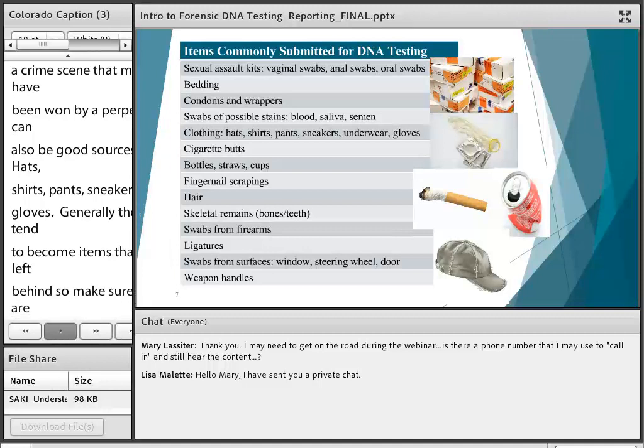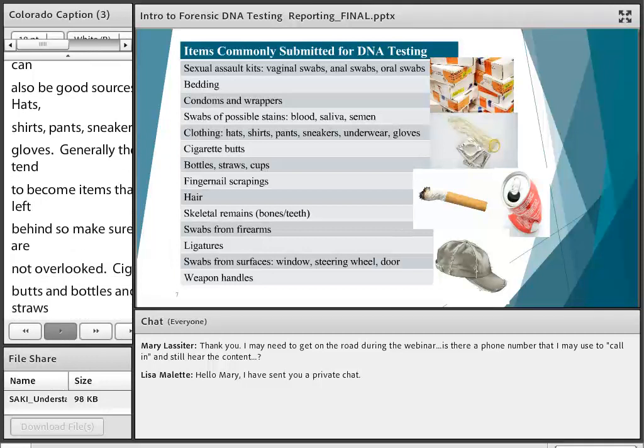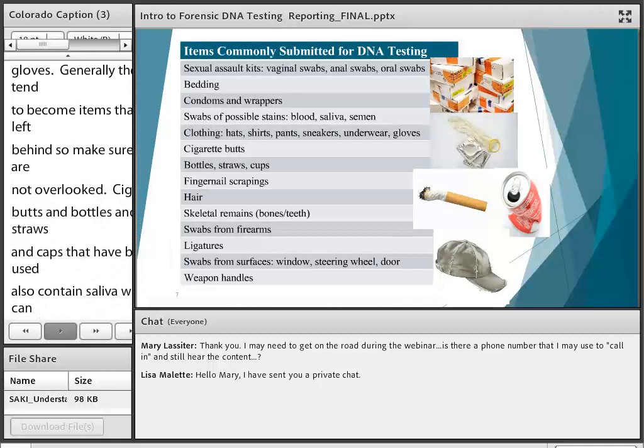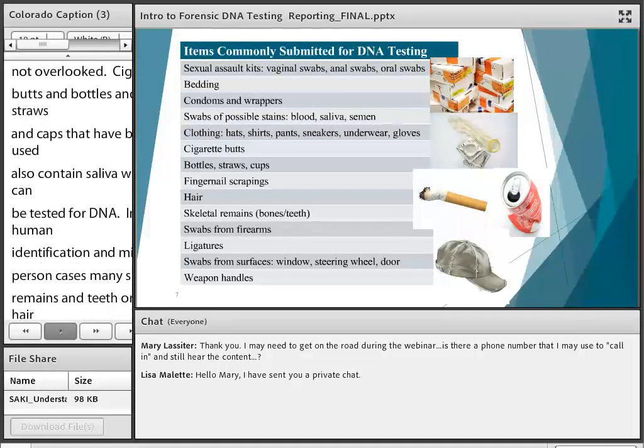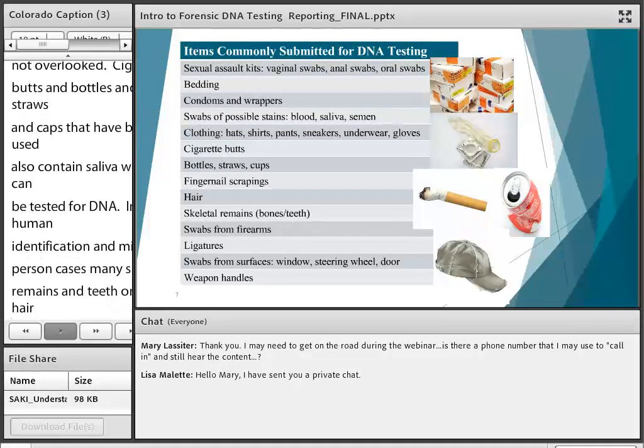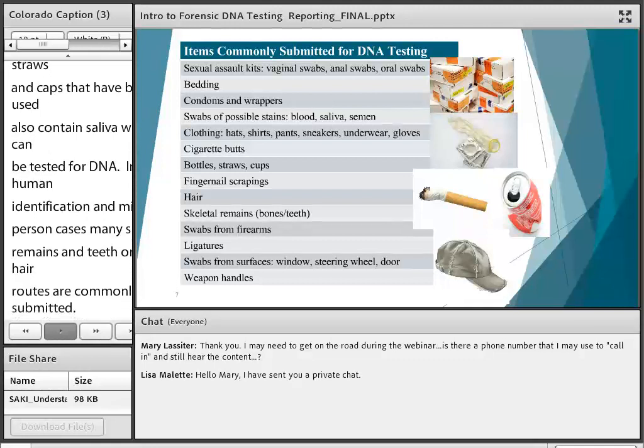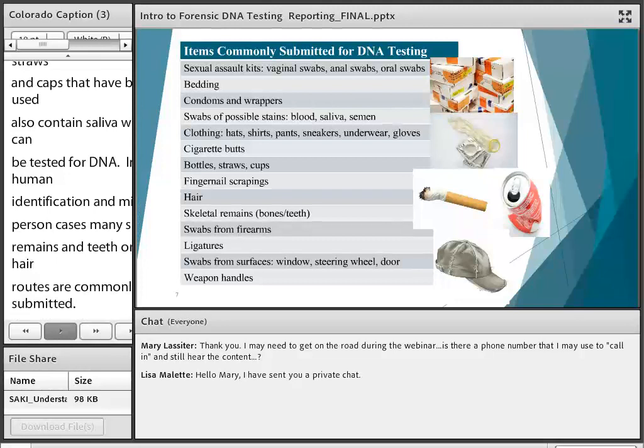In human identification, missing person cases, any skeletal remains, teeth, or even hair roots are commonly submitted. In some jurisdictions, swabs collected from touch items have had success, but recovery of DNA can be variable. That would be those from firearms, swabs from surfaces of windows, steering wheels and doors, and other weapon handles.